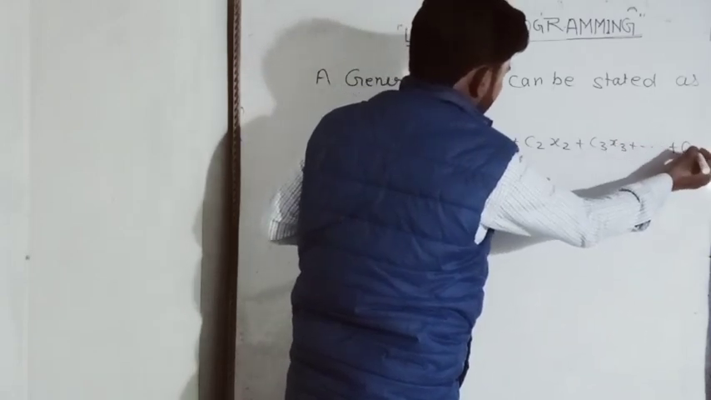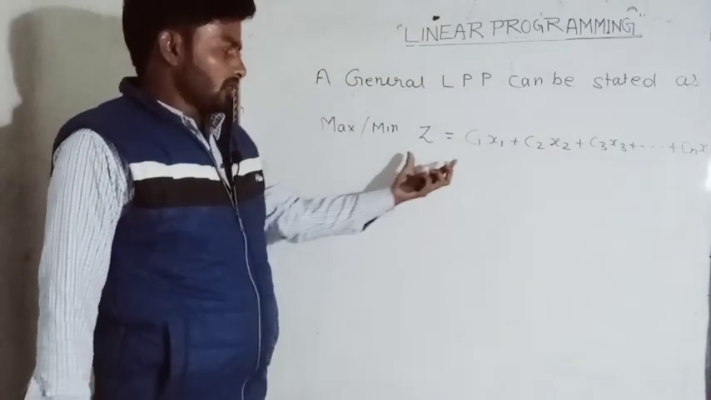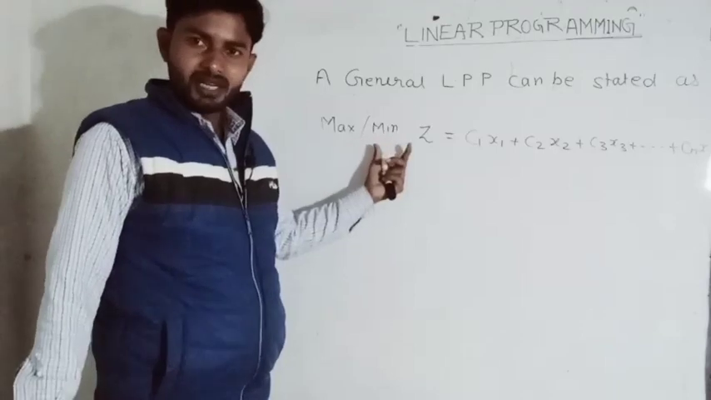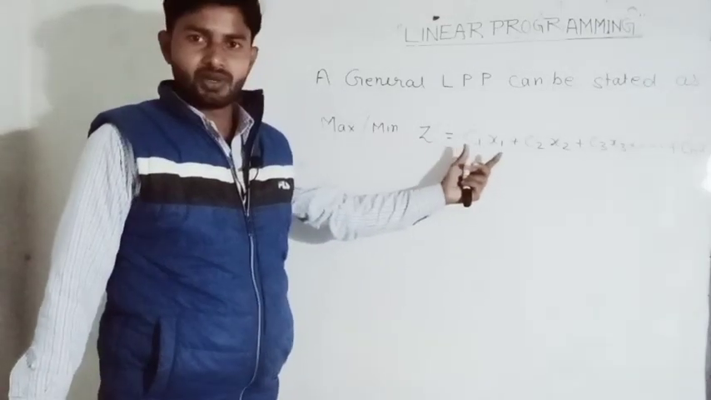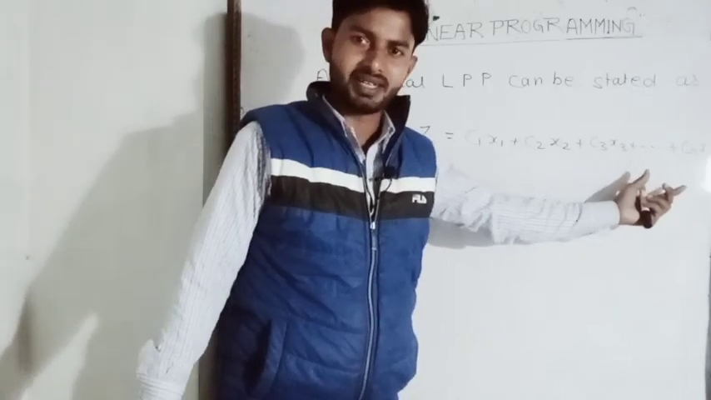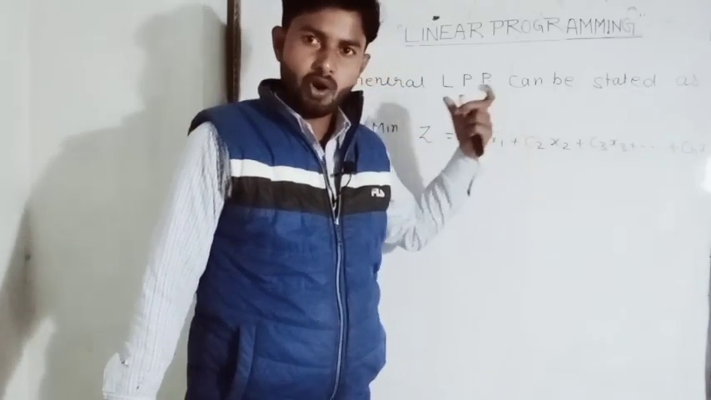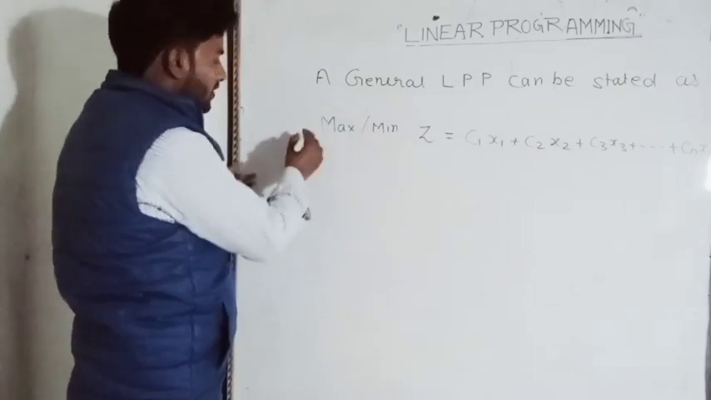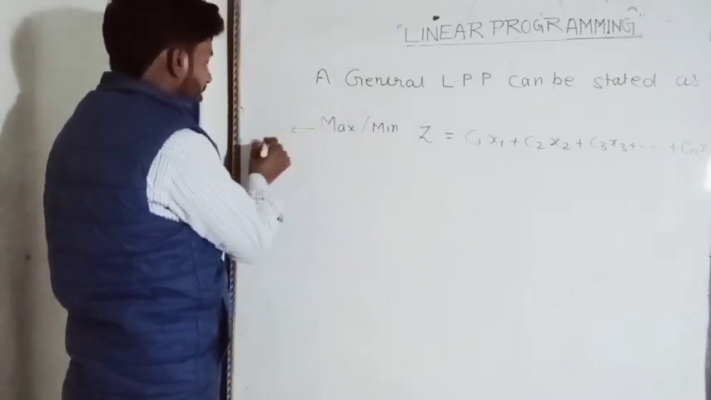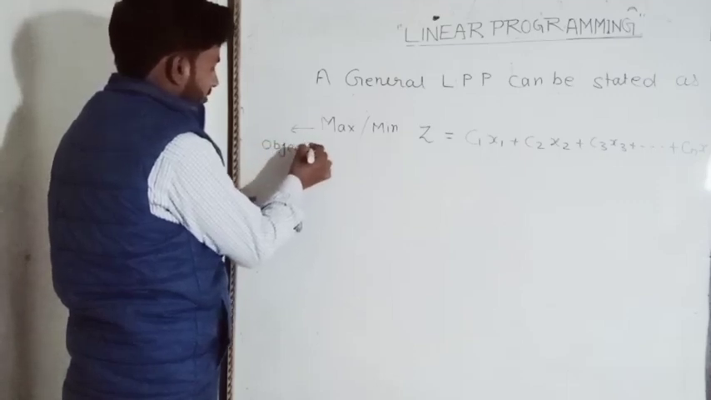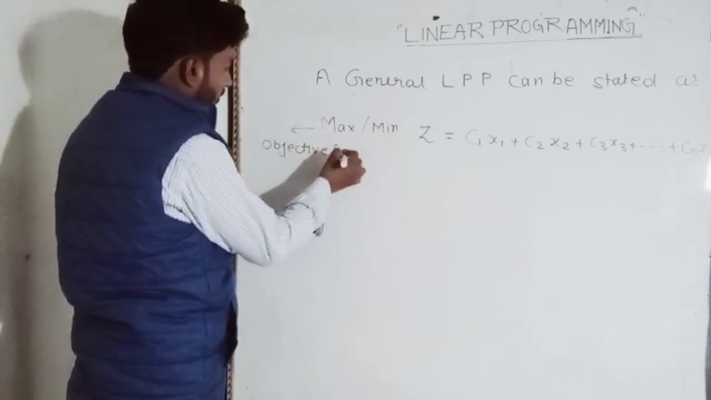plus cnxn. So this function, that is maximum or minimum of z is equal to c1x1 plus c2x2 plus c3x3 plus so on cnxn, is called the objective function. So this is the objective function.